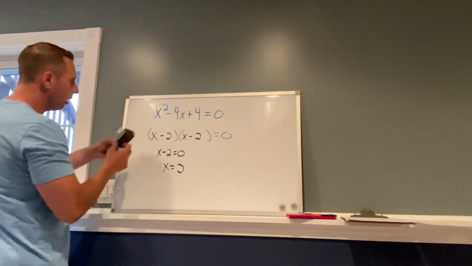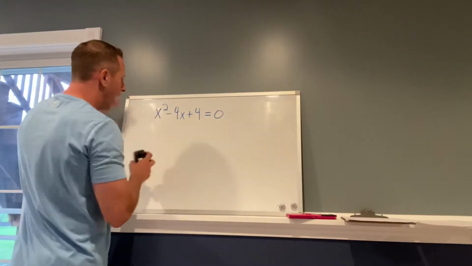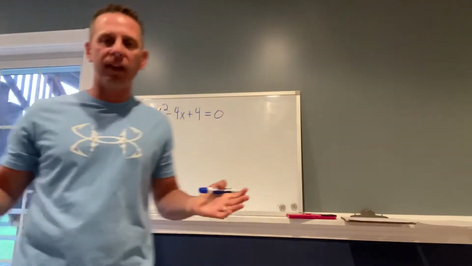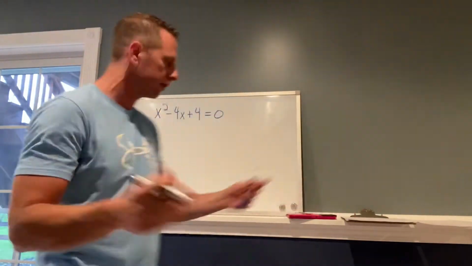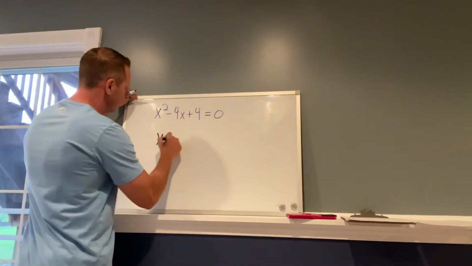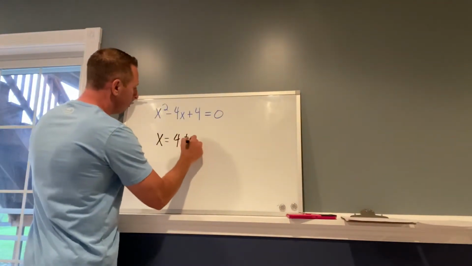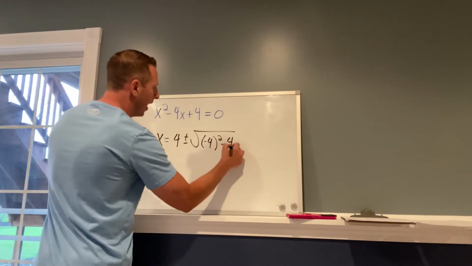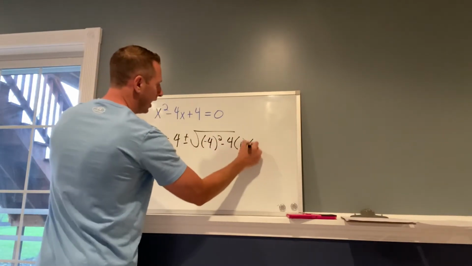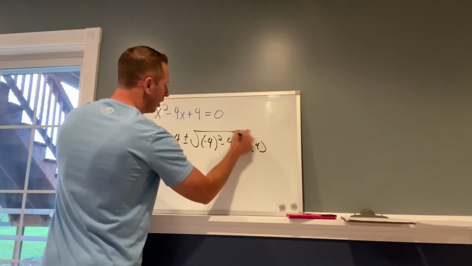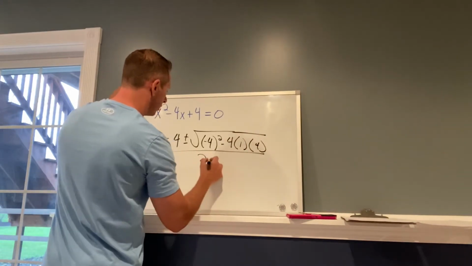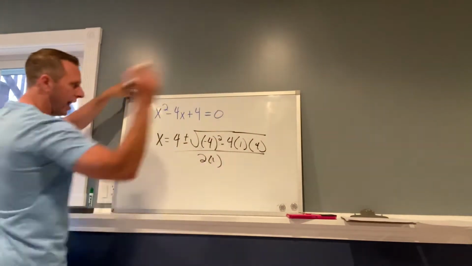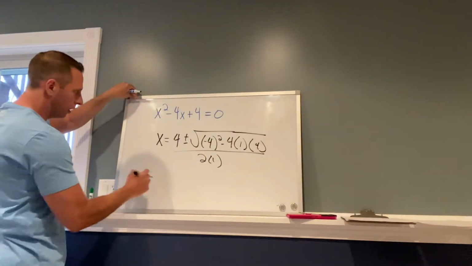Factor. Or we can now use the quadratic formula if we don't like the factor. It does take a little longer. There's a lot of substituting. X equals the opposite of b plus or minus the square root of b squared minus 4 times a times c, all over 2 times 1. See all that? This is what happens.